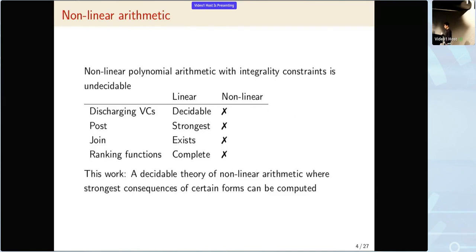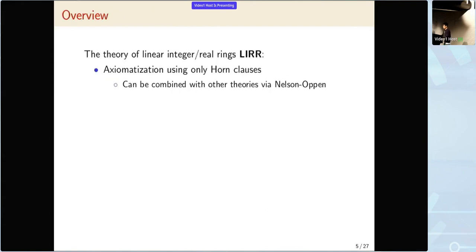So what we want to do in this work is to improve on this picture by providing a decidable theory of nonlinear arithmetic where strongest consequences of different forms can be computed. We call this theory LIRR, which stands for the theory of linear integer real rings. We give an axiomatization which uses only Horn clauses, so the theory is convex, and we can combine this with other theories via the Nelson-Oppen protocol.